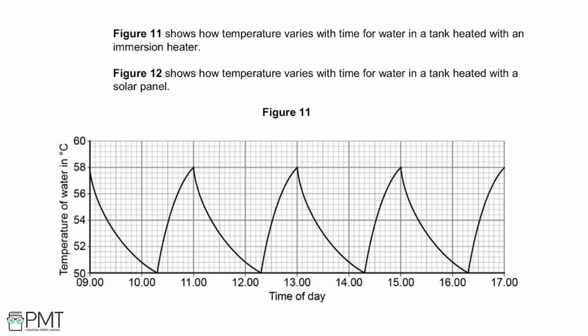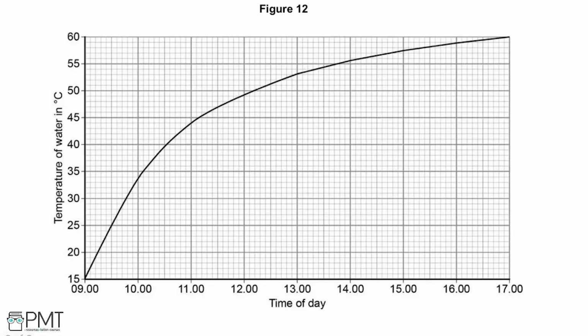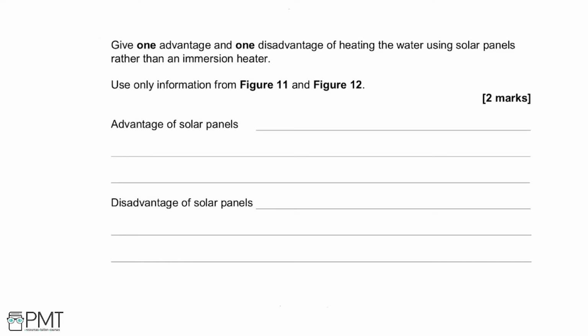Figure 11 shows how temperature varies with time for water in a tank heated with an immersion heater. Figure 11 is the graph on your screen now. Figure 12 shows how temperature varies with time for water in a tank heated with a solar panel. And Figure 12 is on your screen now. The question is asking us to give one advantage and one disadvantage of heating the water using solar panels rather than an immersion heater. Use only information from Figure 11 and Figure 12.